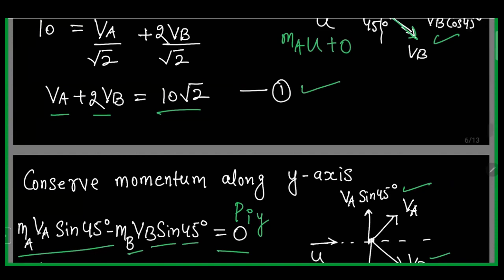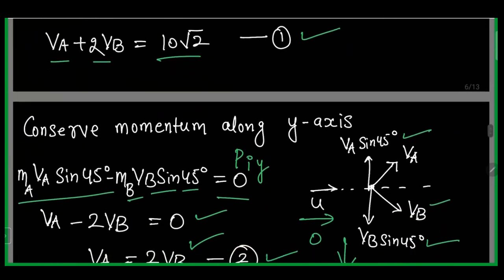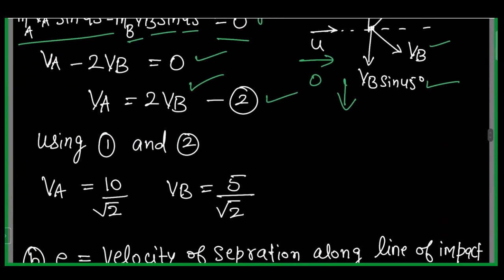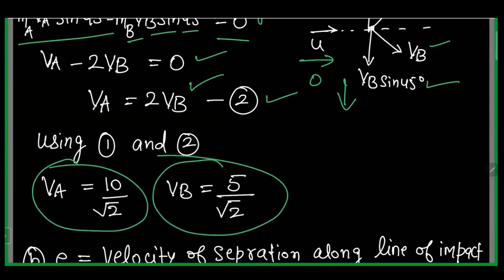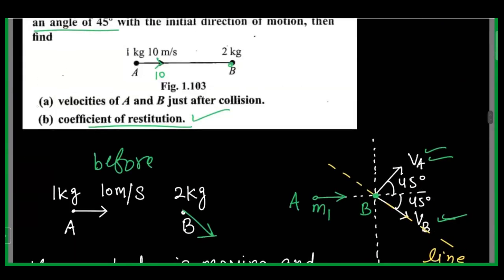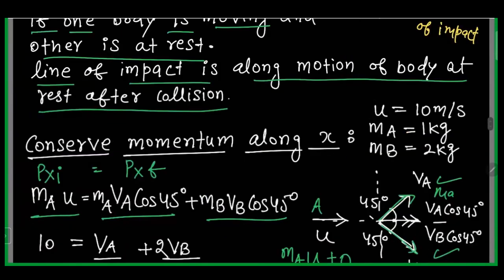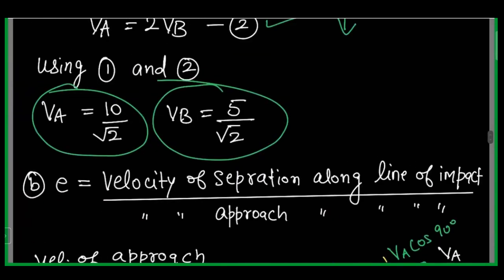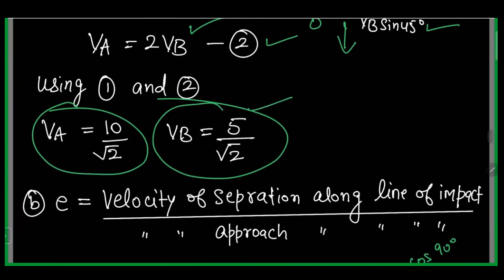So you have two equations and two variables. If you just put the values in each other, you will get the velocity A as 10 by root 2 and velocity B as 5 by root 2. This is a simple algebraic step, anyone can do it. Okay. So the first question is solved. The first part was, what are the velocities after collision? VA and VB, which are 10 by root 2 and 5 by root 2.